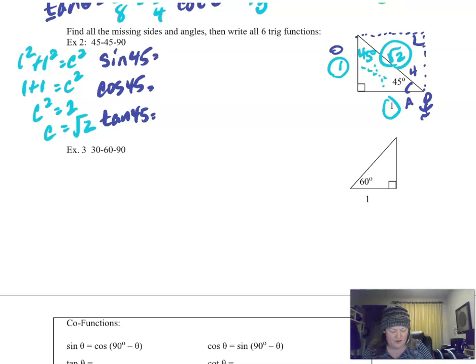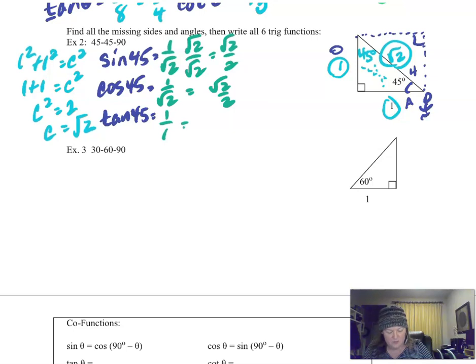Okay, so what is each one of those? So sine is going to be O over H. So that's going to be 1 over square root of 2. And remember, we don't like square roots on the bottom. So if I fix that, it becomes square root of 2 over 2. Cosine is going to be a over h, so it's going to look exactly the same way. It's going to still turn out to be square root of 2 over 2. Tangent is O over a. O over a is going to be 1 over 1. That's a 1. Okay, and then I'm going to go ahead and cheat for the reciprocal functions.